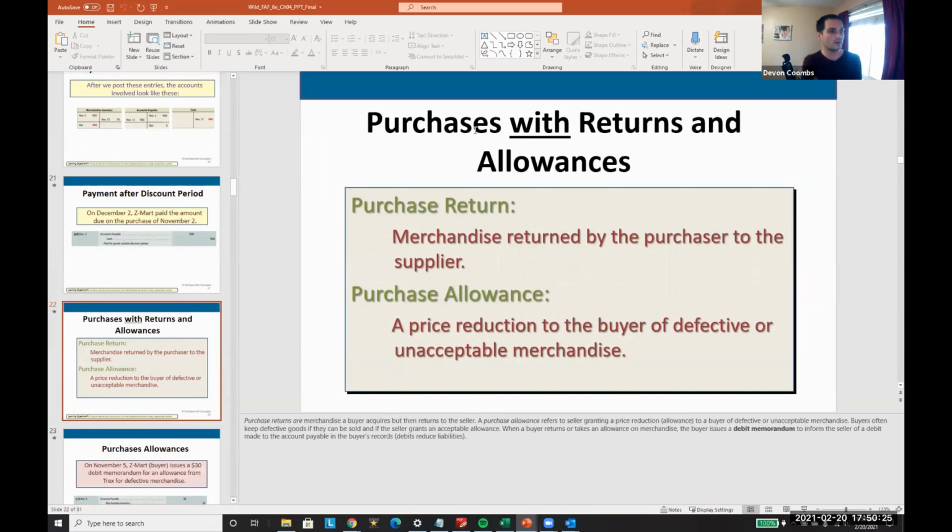This is with returns and allowances. So purchase return and purchase allowance. So you can see this is why personally I don't like running inventory-based businesses, because people can return the inventory, right?